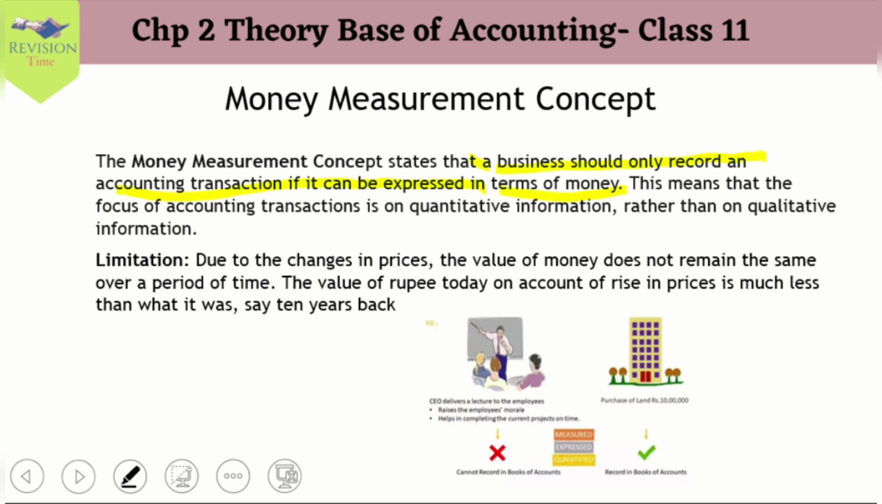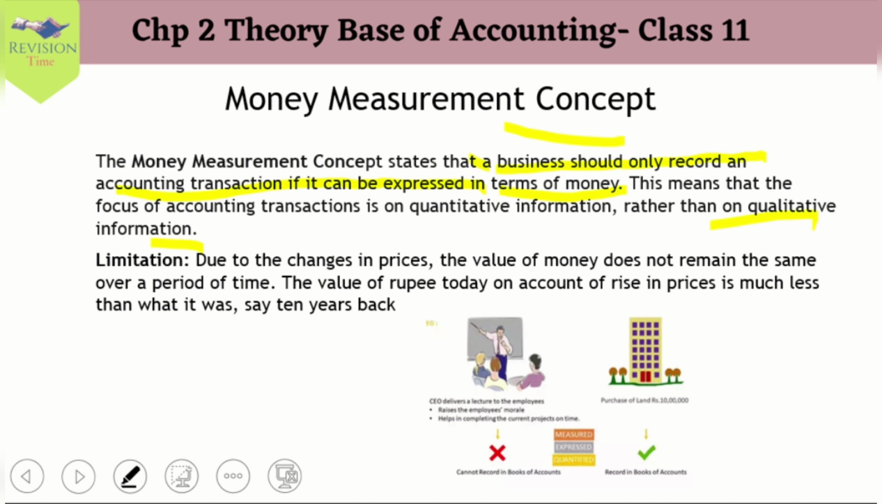This focuses on quantitative information expressed in terms of money, like sale, purchase, rent, salary. It ignores transactions which cannot be expressed in monetary value, like the appointment of managers or the hiring of new employees. Though they add value to the business, and there are some internal changes in the business, they cannot be expressed in monetary value. So it ignores qualitative information, and only information which is related to the business and expressed in money value is recorded in the business.